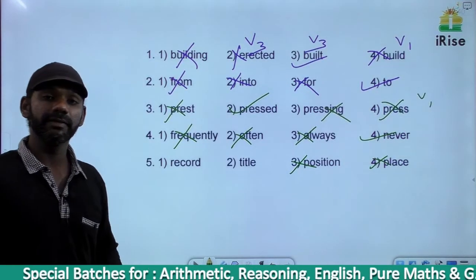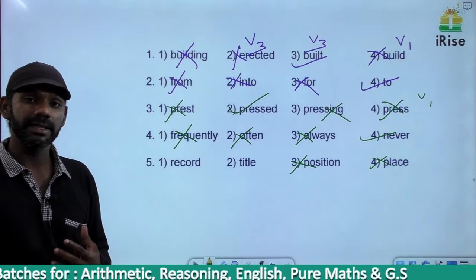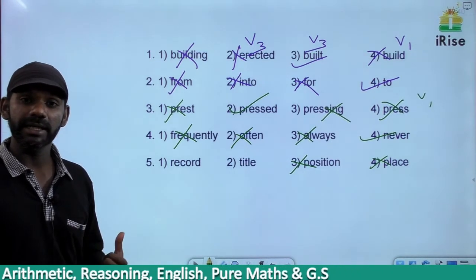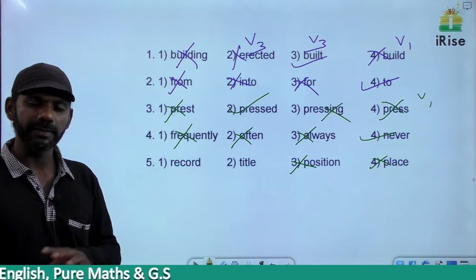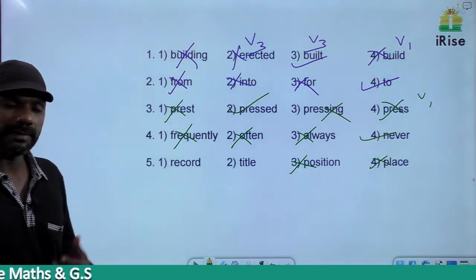A title will not change. A title remains the same. A record can be broken, right? A title remains the same, cannot be changed. A record can be broken.